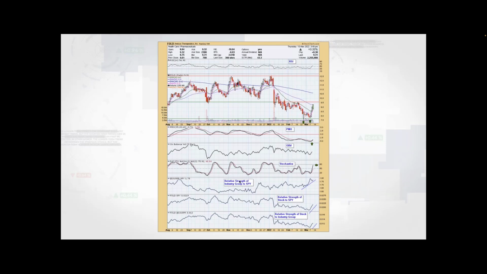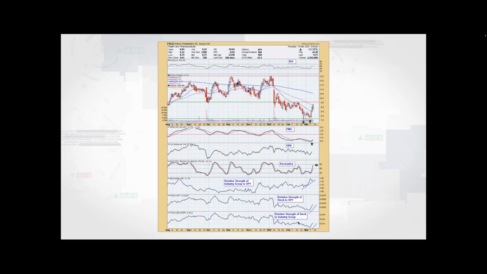The relative strength I check of the industry group to the S&P. I think that's really important to know that you're fishing from a group that is showing strength against the S&P. That's where we want to be, is in stocks and ETFs that are going to beat the market. And so that's what we want to see. The relative strength of the stock to the S&P, that's where I check how well it's doing that way.